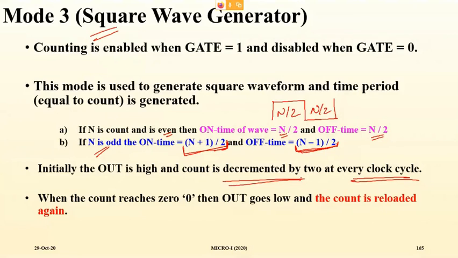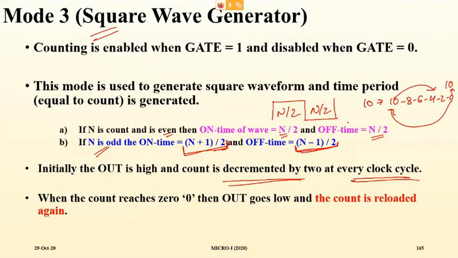So if you are loading a count like 10, with every clock the count will be first 10, then 8, then 6, then 4, then 2, and then 0. At 0, it will again load 10. Or you can put 0 or 10, it's your choice. And then this cycle will keep on repeating.